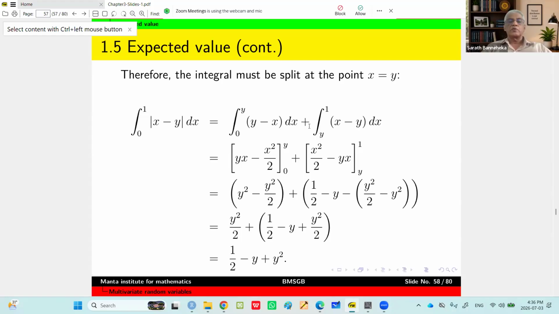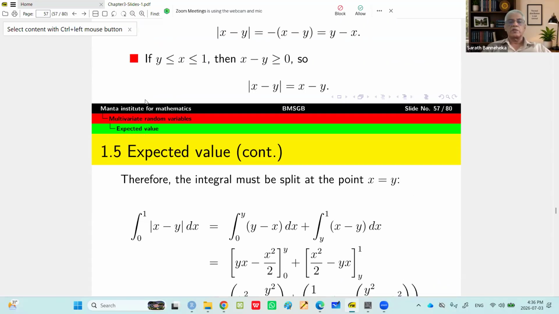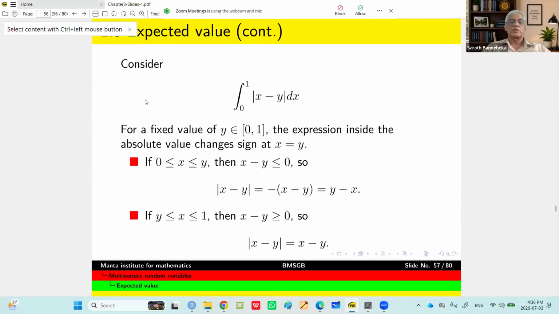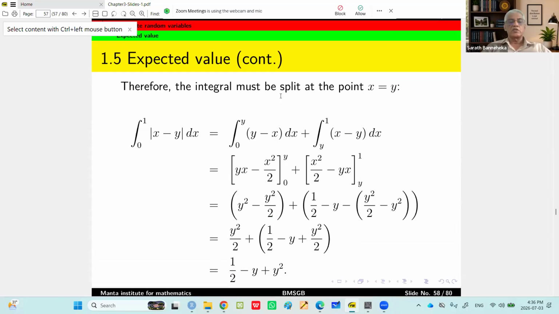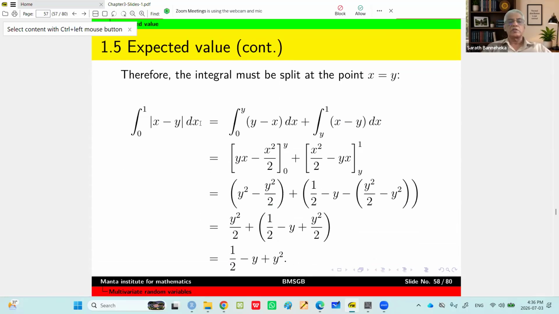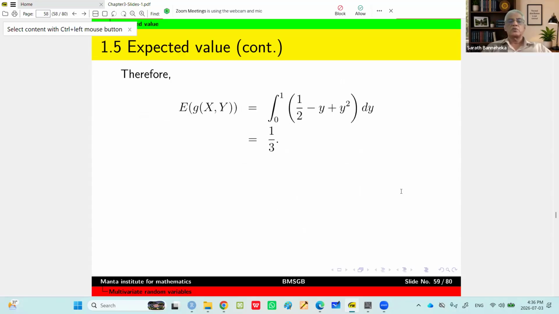So this is the quantity that we have to look at when integrating this first integration part, and then we have to integrate with respect to y after that. When you integrate and put the limits in terms of y, you are going to get an expression in terms of y. Then you have to integrate this whole thing from 0 to 1 with respect to y.